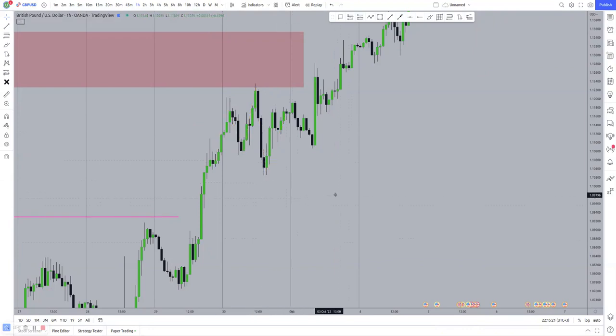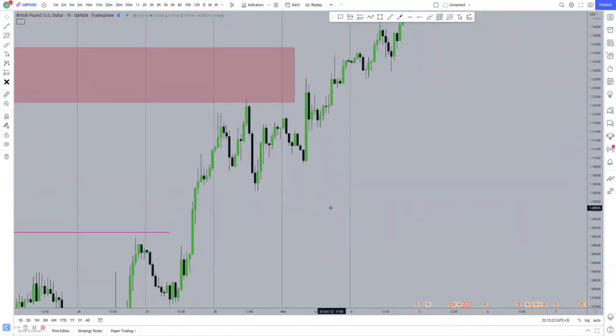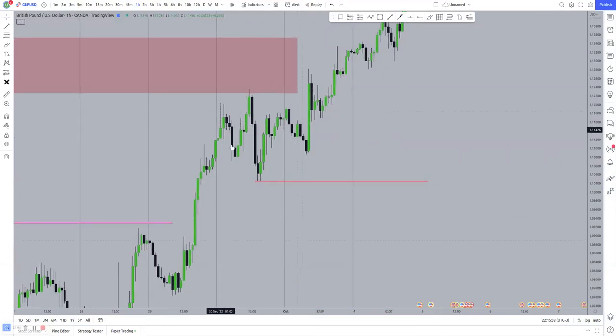I beg your pardon. All right. Now, my plan was to wait for this low to be taken out. That means on Monday, I am not interested whatsoever to sell this market, even if we have this formation here for smart money reversal, until this low has been taken out.